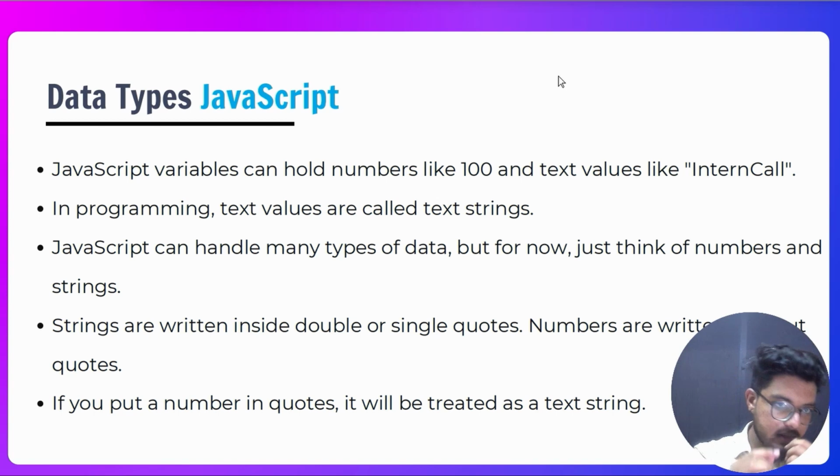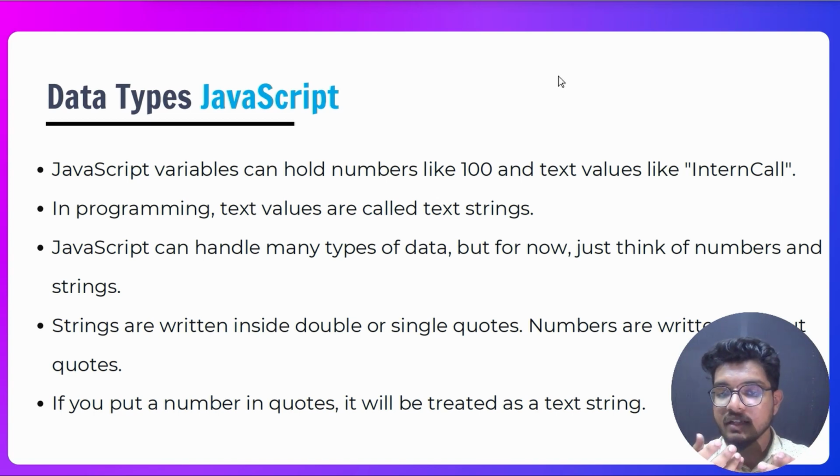Clear? So, data types in JavaScript. What is a data type? The type of data that a variable is storing. It can be a number, a float number, a true or false value, a set of characters, a string, an array, an object, or anything. So JavaScript variables can hold numbers like 100 and also text values like Intern Call, that is the name of the company. It is a string. In programming languages, text values are called text strings.